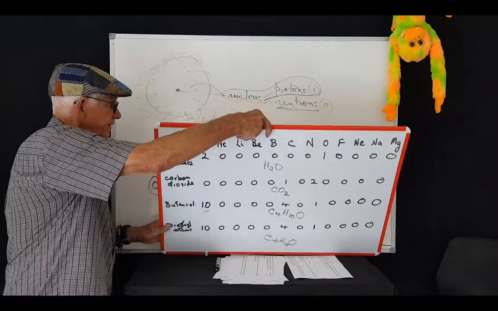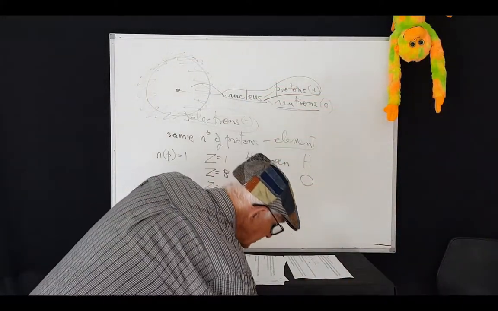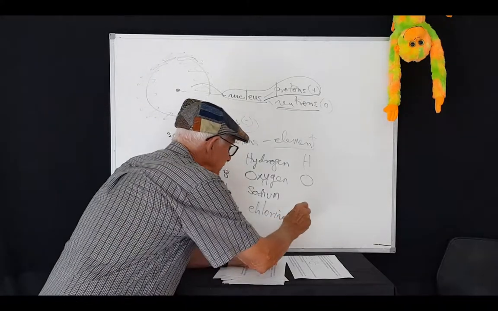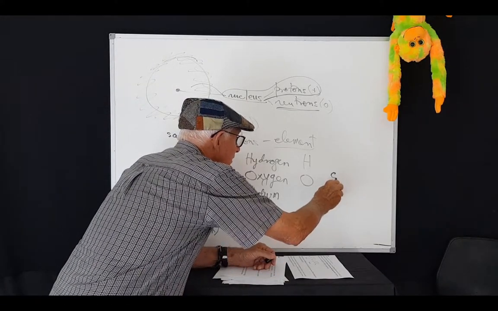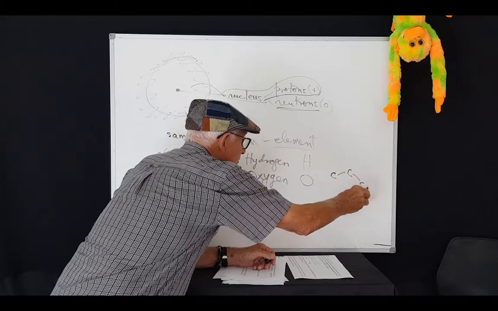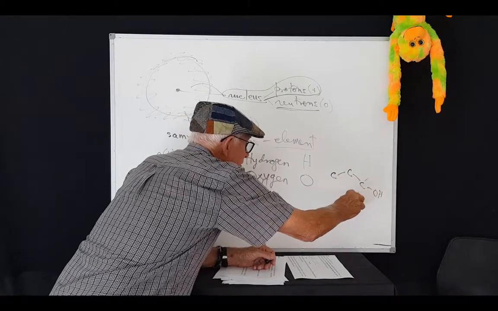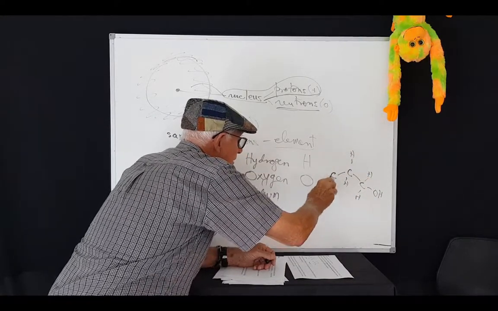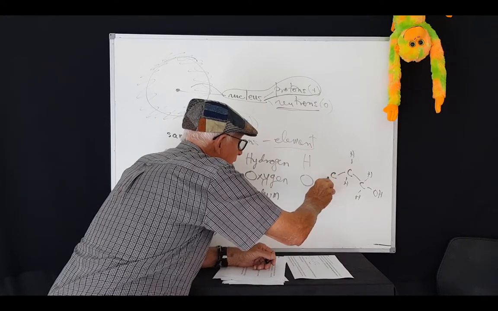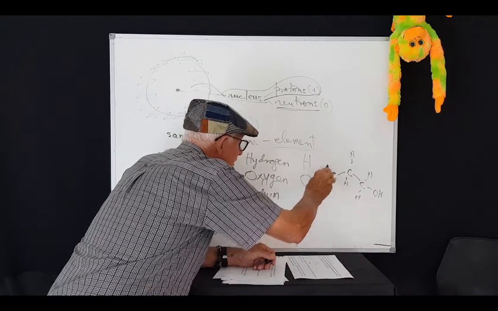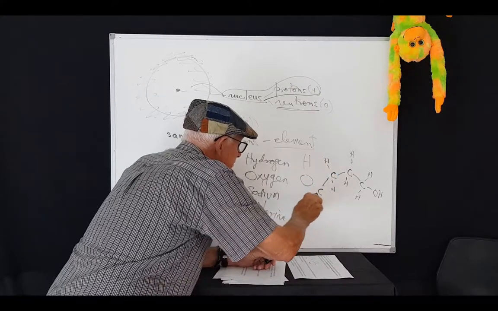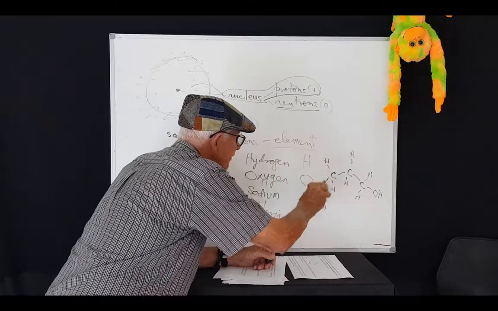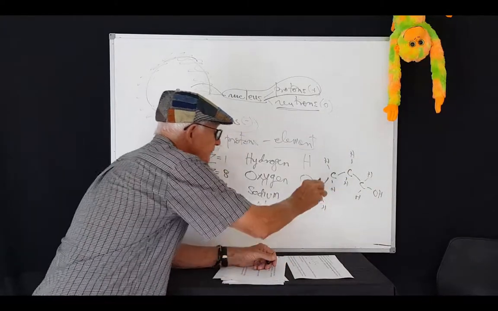Let me get rid of this and find a bit of board space if I can. Butanol is carbon, carbon, carbon, OH, H, H, hydrogen, hydrogen, carbon, hydrogen, hydrogen, hydrogen, hydrogen, hydrogen. 1, 2, 3, 4, 5, 6, 7, 8, 9, 10, and 4, and 1.